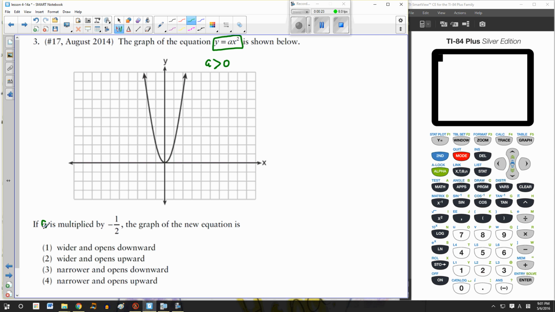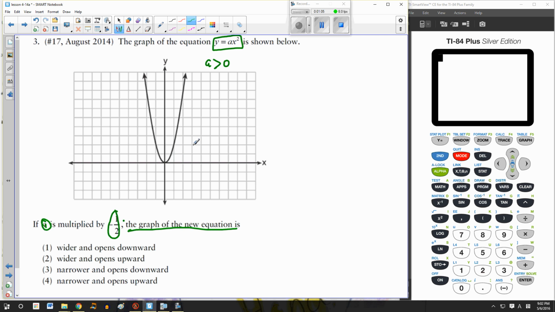If a is multiplied by negative 1/2, the graph of the new equation is, so you have to predict the shape of the graph. It's going to be wider, narrower, or downward, or upward. If you multiply by a negative, a is going to be negative, so it's going to be downward. And if you multiply by a fraction, it's going to increase slower than the one you have here.